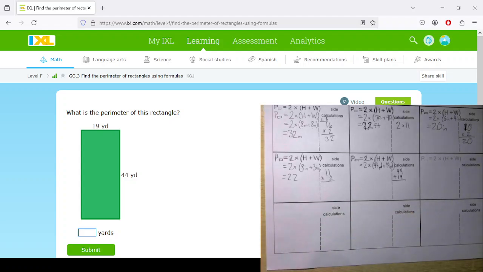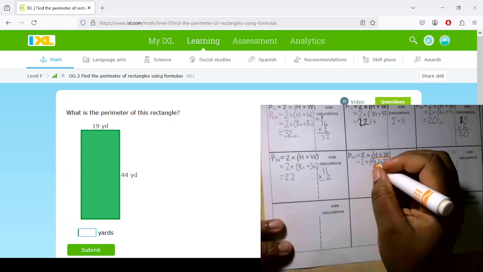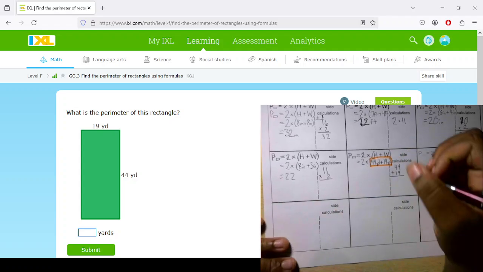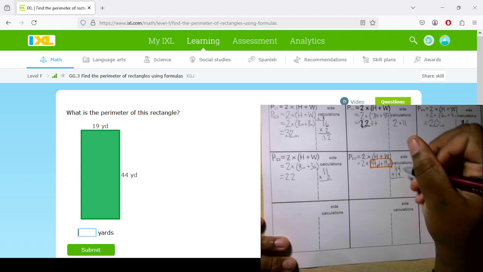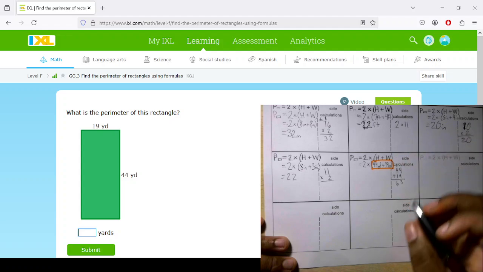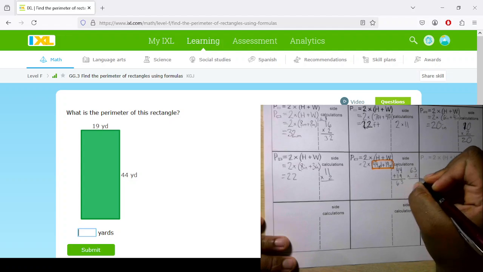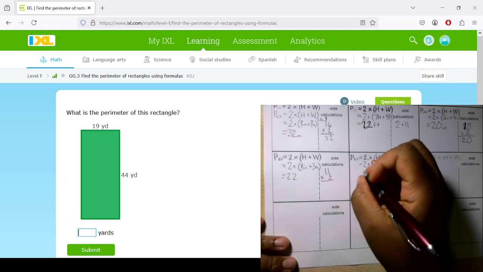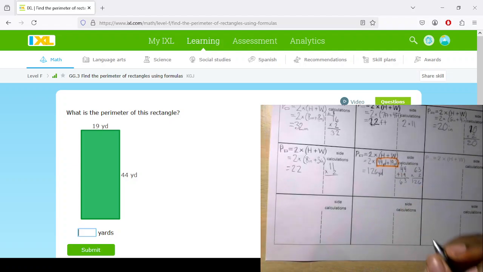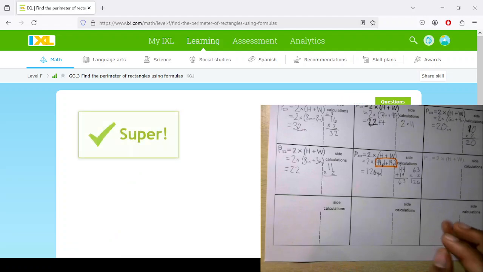Okay, remember you're going to add and then double. You're going to add them. So 44 plus 19 comes first. 44 plus 19, it's 13, 50, 63. And then double that. 63 times 2, 126. Okay, and then we're going to look at what to do if we've made a mistake. 126 yards.